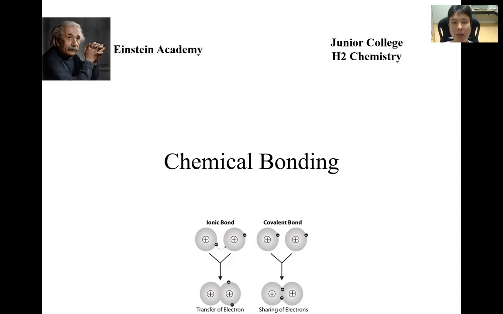In the last lecture, we looked at learning outcomes A and B from the topic of chemical bonding from the JC H2 chemistry syllabus. In this lecture, we are going to look at 4 past year A-level questions that specifically test on these 2 learning outcomes.